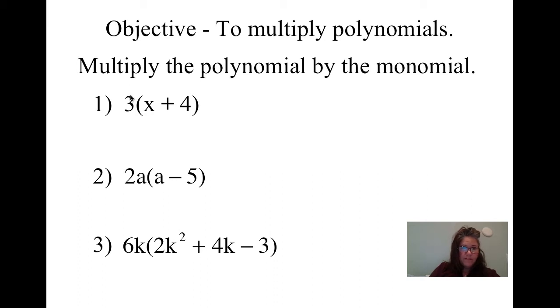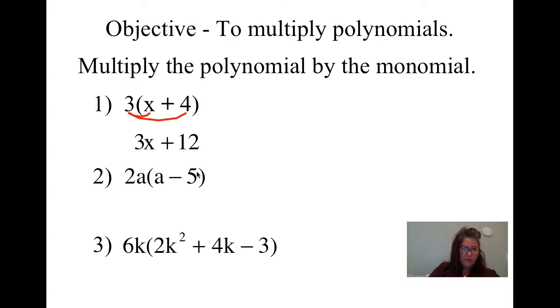So when we're doing this, I multiply 3 times x, and I get 3x. And I multiply 3 times 4, and I get positive 12. Okay? Now these are different terms, so they can't be combined. I know they're different terms because for them to be the same, they must have the same variable with the same exponent. And 12 does not have a variable.